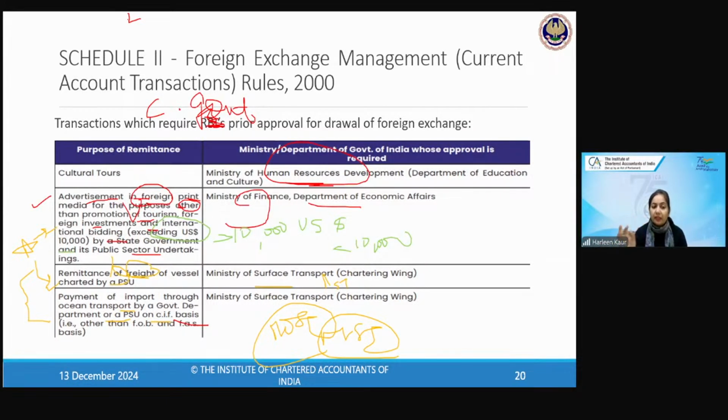Talk only about freight here. In this, proper import is happening through ocean transport by a government department or a PSU, then you need the approval of the Ministry of Surface Transport. Cost insurance freight, yes, that's absolutely correct. All right, then you need the approval of MOST, that is Ministry of Surface Transport.